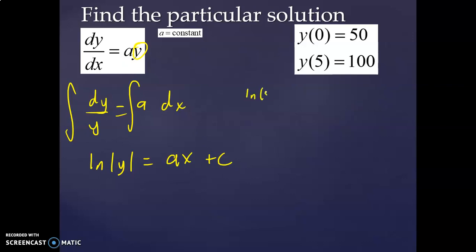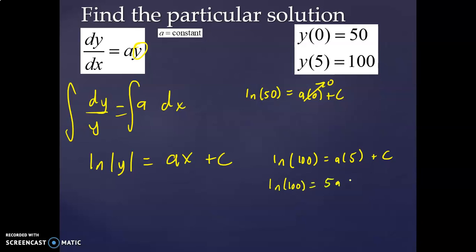So ln of 50, I don't need absolute value anymore, equals a times 0 plus c. And then ln of 100 equals a times 5 plus c. Now I'll be able to find c from here because a times 0 goes away. So c is ln of 50. So then ln of 100 equals 5a plus ln of 50.